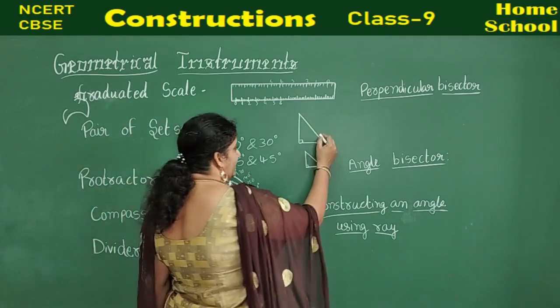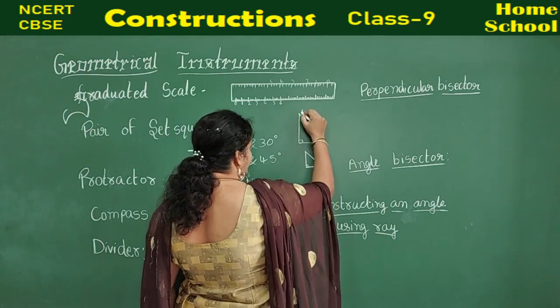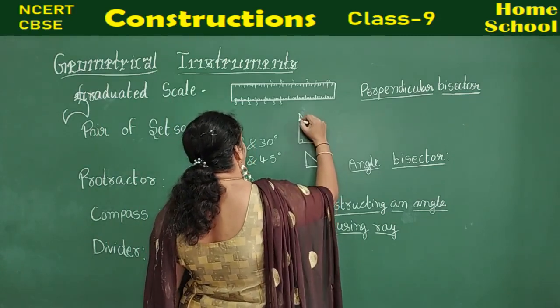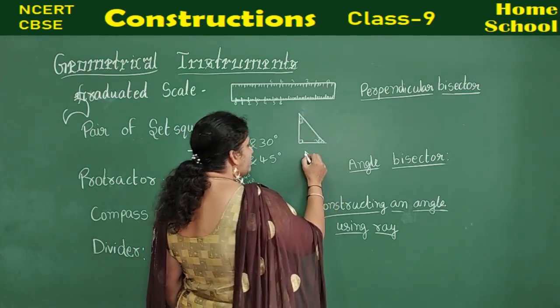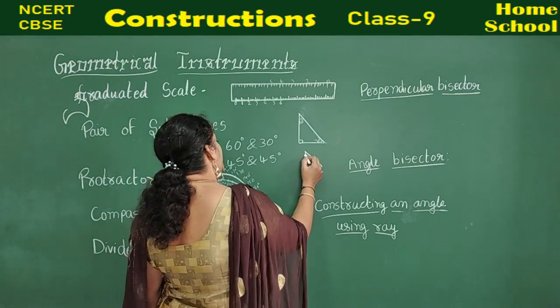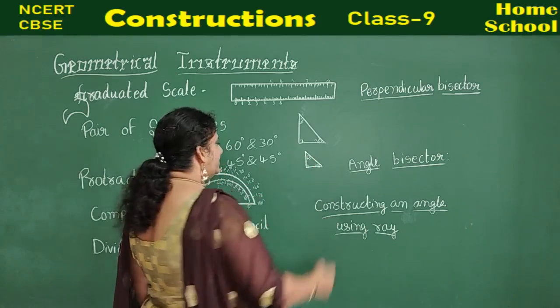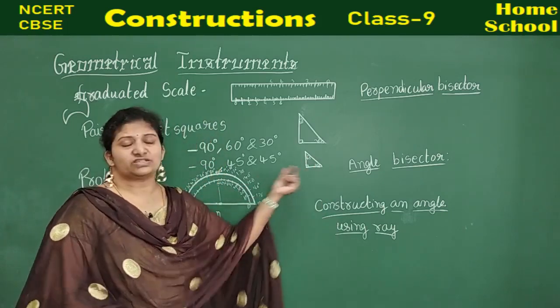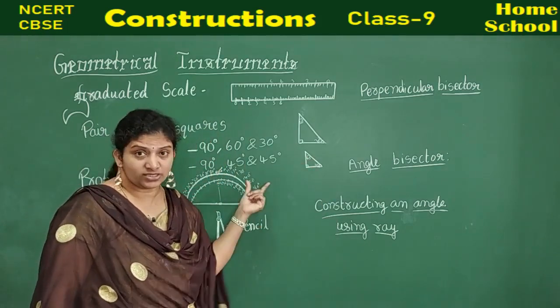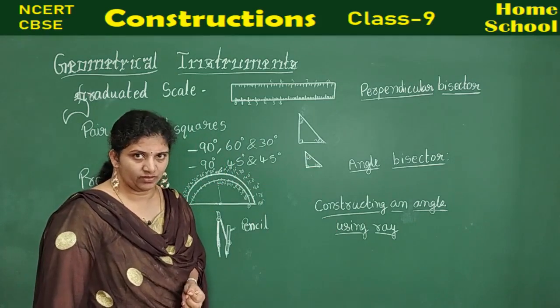One of the angles for this set square is 30 degrees and the other angle is 60 degrees. Whereas for the other set square, look here, both the other angles will be 45 degrees. You may call this set square a right isosceles triangle also.